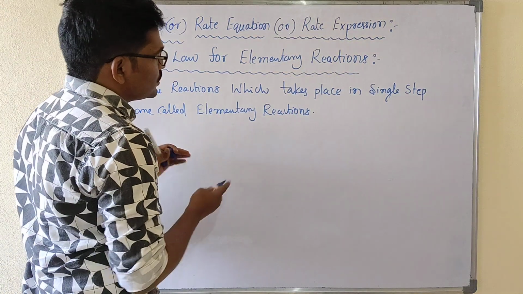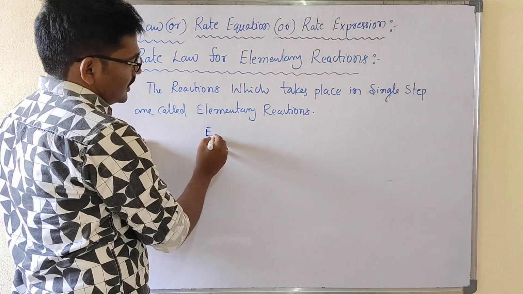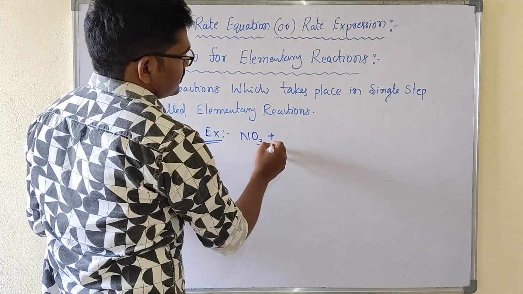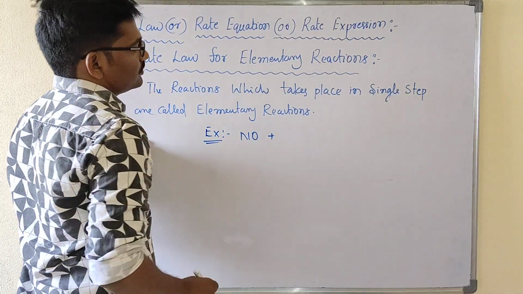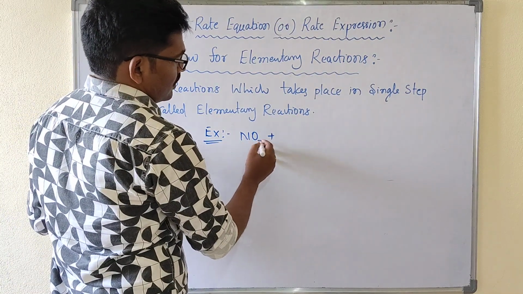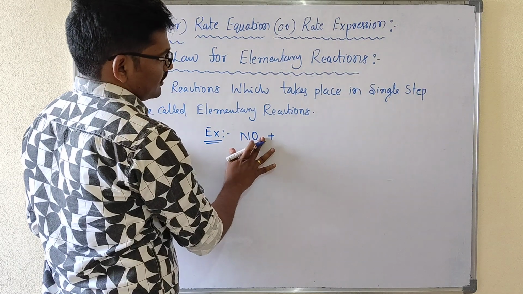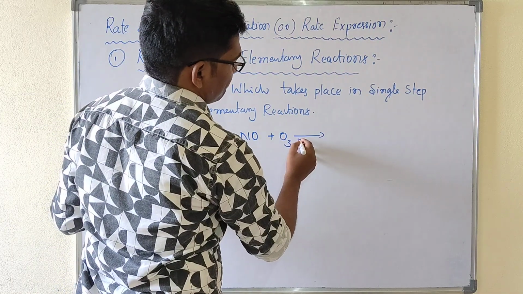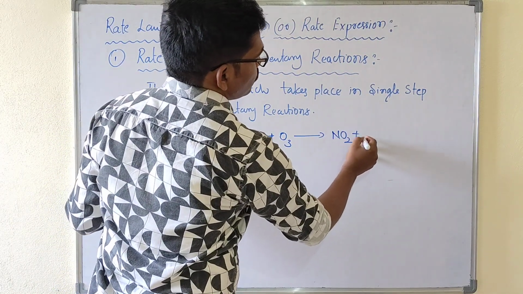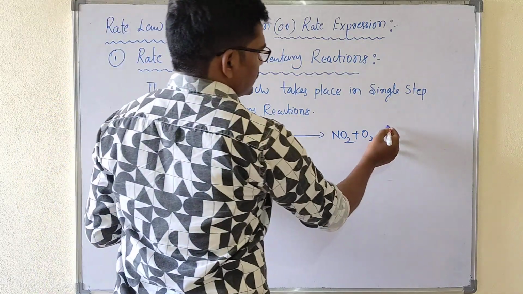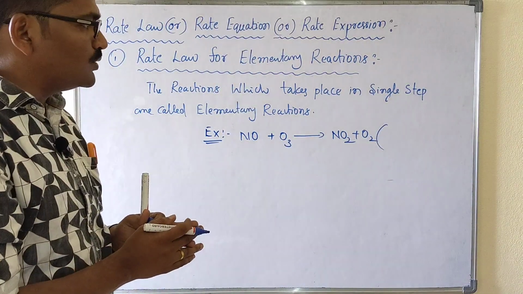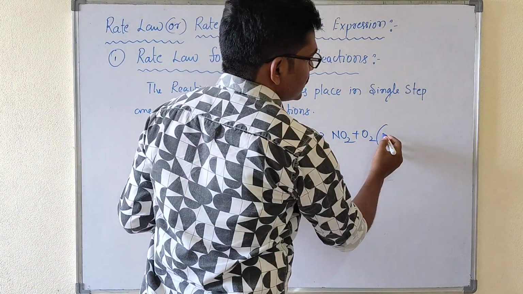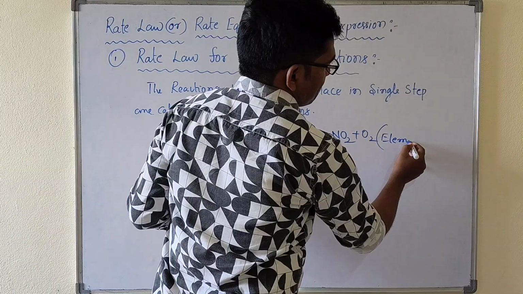One example, my dear students, for the elementary reaction is NO plus O3 gives rise to NO2 plus O2. This is the reaction. It is a single step reaction. Just oxygen will be transferred from here to there. So NO plus O3 gives rise to NO2 plus O2. It is a single step elementary reaction we call.